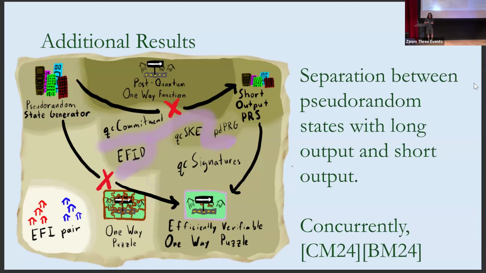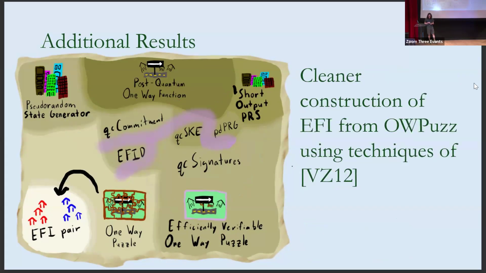Note that this observation was made through separate channels by two concurrent works, but it is actually the first black box separation between truly quantum primitives, at least that I know of. Finally, since we are essentially running through a different version of Hill, we're replacing Hill with VZ, our construction can also be seen as a cleaner or more classical-friendly way of building EFI pairs or microcrypt from one-way puzzles.